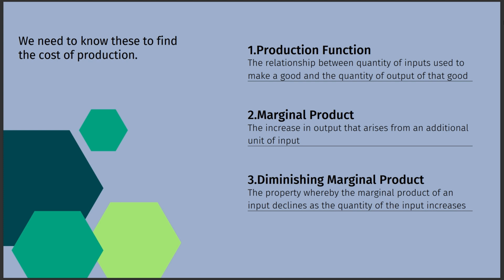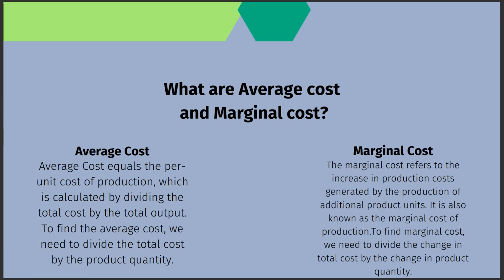First, the production function is the relationship between quantity of inputs used to make a good and the quantity of output of that good. Second one is marginal product, the increase in output that arises from an additional unit of input. Third one is diminishing marginal product, the property whereby the marginal product of an input declines as the quantity of the input increases. Hello, I will continue this presentation.